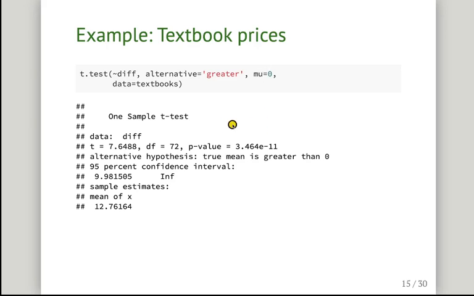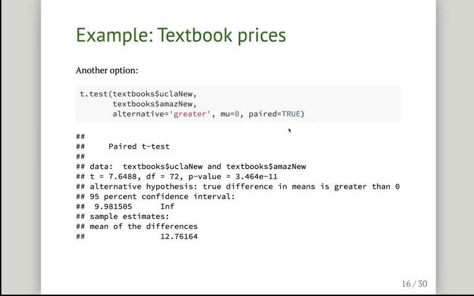We have a very significant, or a very strong p-value. So yes, there is strong evidence to suggest that books are pricier at the UCLA bookstore on average.